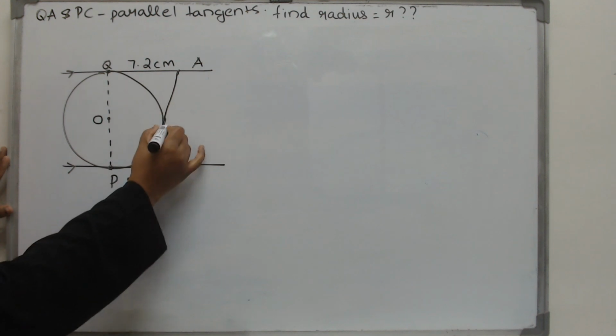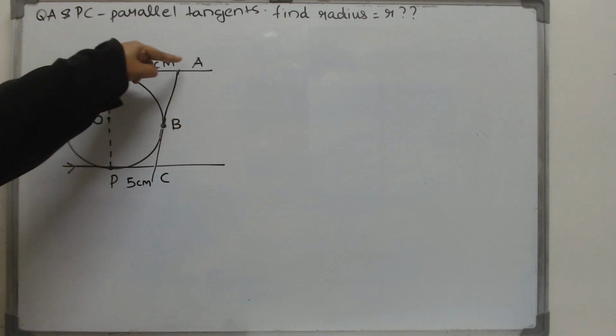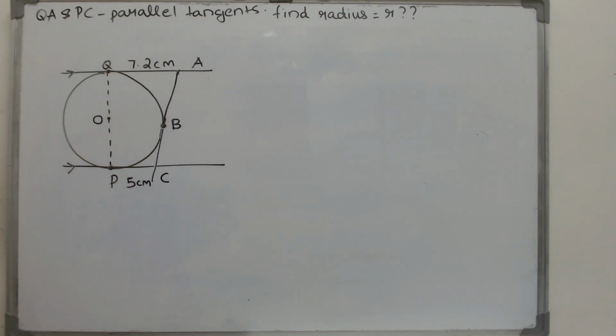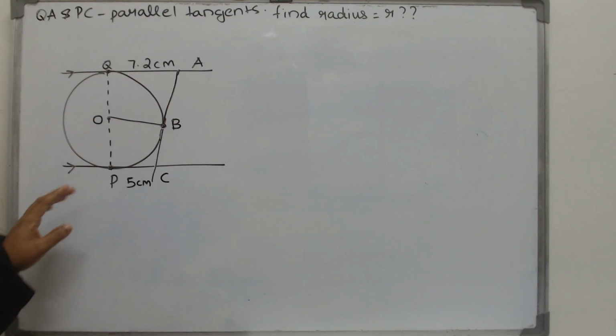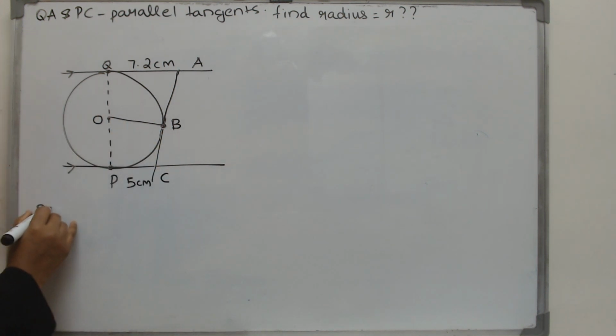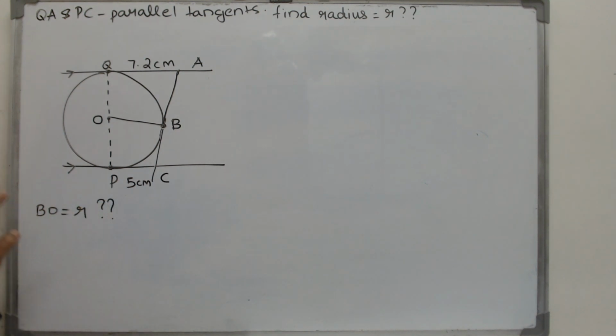What else is given? If you look at this line, suppose I name this point B. What do you see here? AB, even when extended, touches the circle only at one point. What do we call such lines? We call them tangents. So what you have here is a tangent. Now what we have to find is exactly this. We need to find BO, or in other words, the radius of this circle.